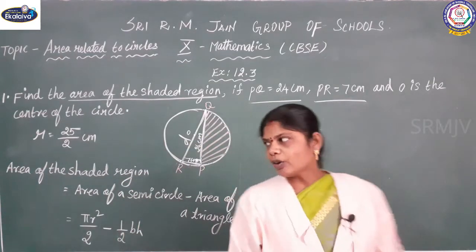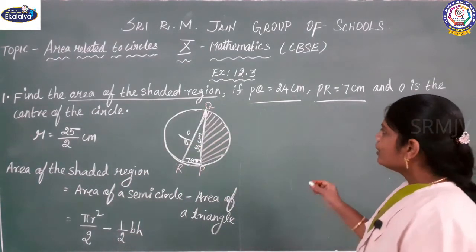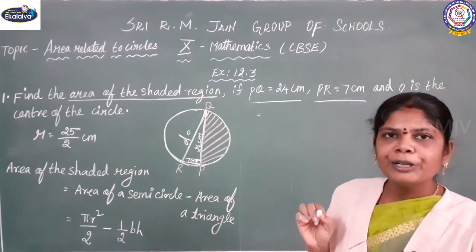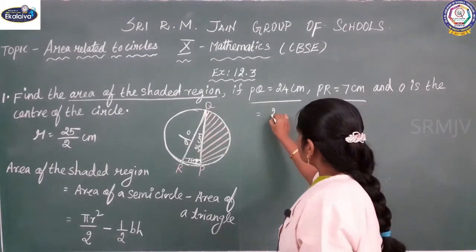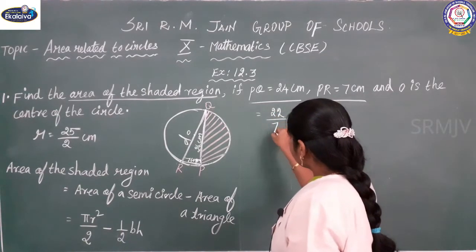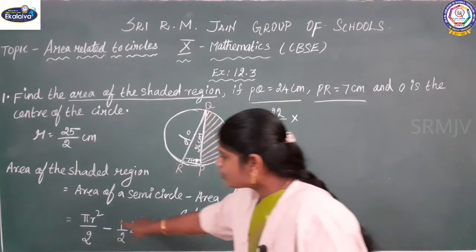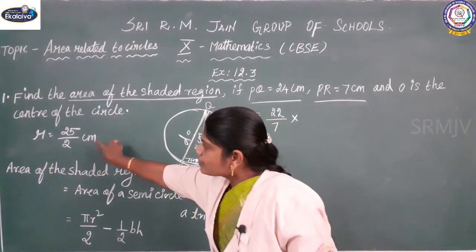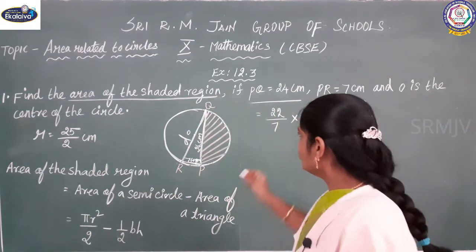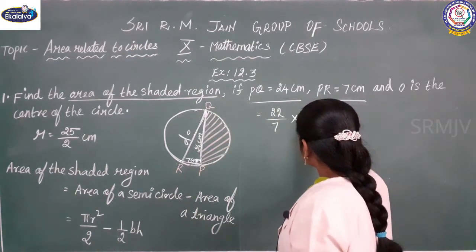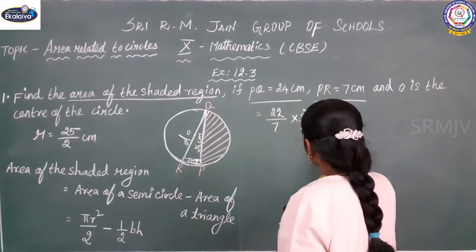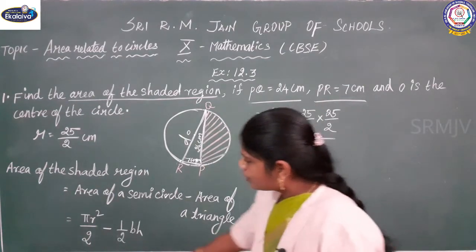Okay. So we are going to substitute the value. The value of pi is 22 by 7. What is the value? 22 by 7. So 22 by 7 into r square. R square represent r into r. So here radius is 25 by 2. Okay. So 25 by 2 into 25 by 2 divided by 2.